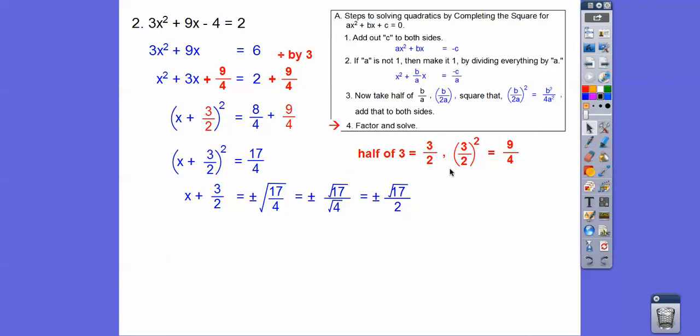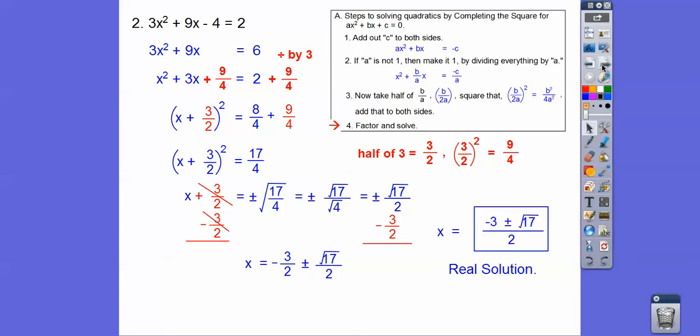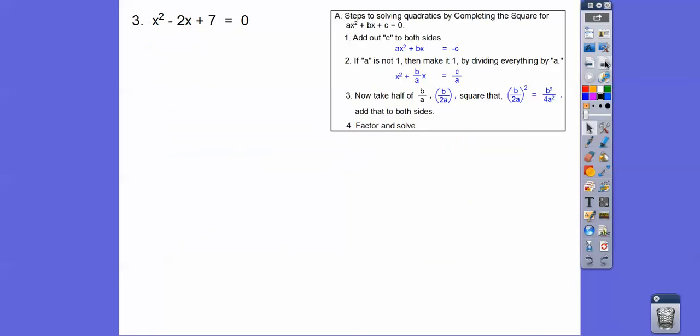Okay, so now we can subtract 3/2 from both sides, and we get, your book actually writes it like this, negative 3/2 plus root 17/2, or negative 3/2 minus root 17/2. I like to write it with the same denominator, negative 3 plus or minus root 17 all over 2. All other textbooks that I've worked with usually give this kind of answer. This book likes to give it in this answer with the plus part and the minus part. There's no i's, so those are real solutions right there.